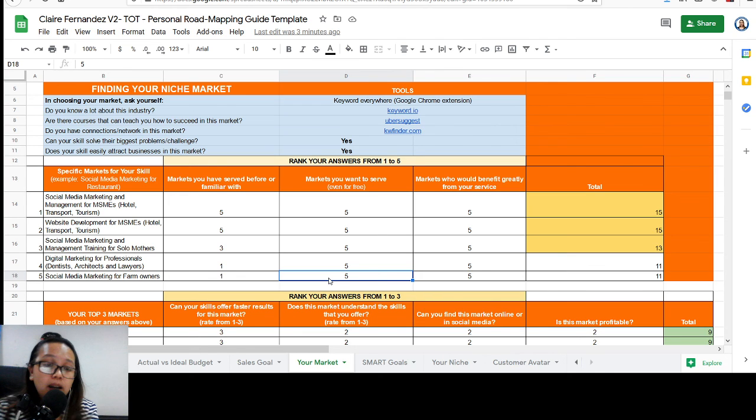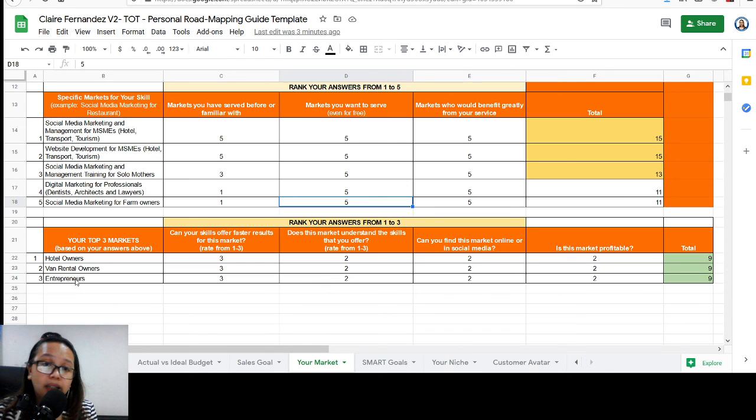Personally, for you, you also have to find your niche market and try to list down all of this. So what are your top 3 markets? For me, my top 3 markets are hotel owners, then van rental owners for the tourism industry, and entrepreneurs. Can your skill offer faster results for this market? I would say yes, of course, because I'm knowledgeable in this market and I've been working on similar projects for the past 4 to 5 years.